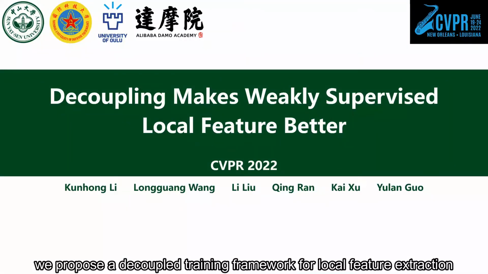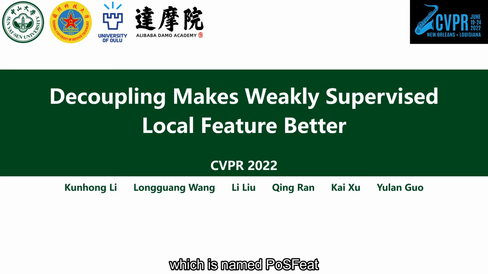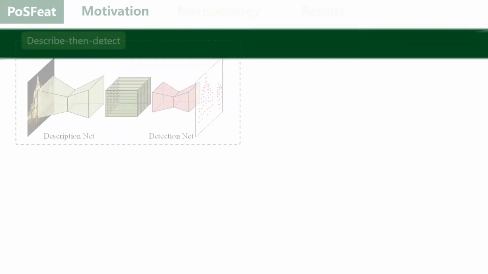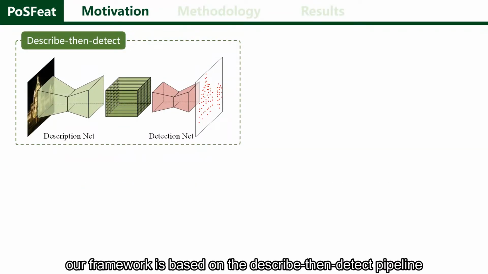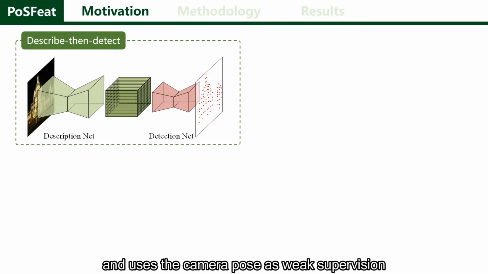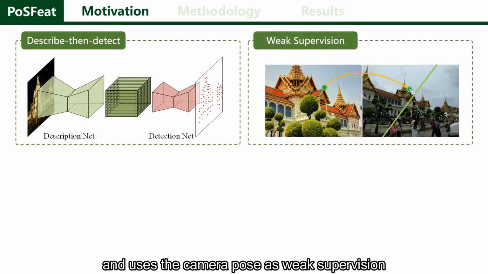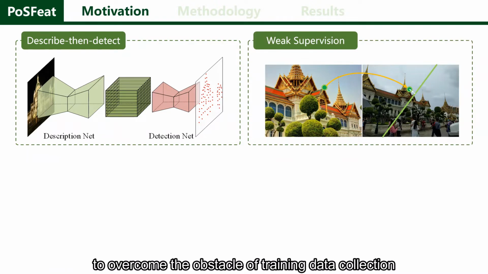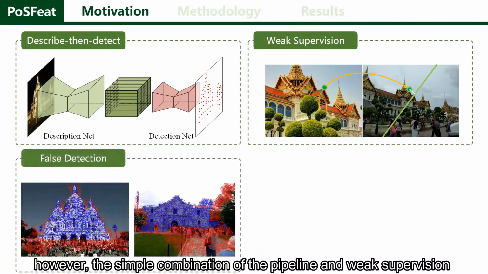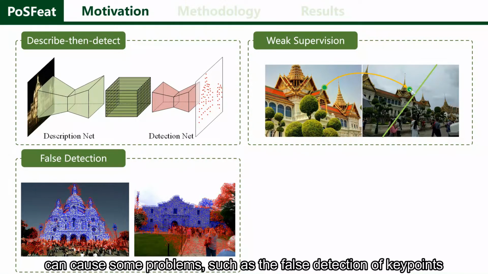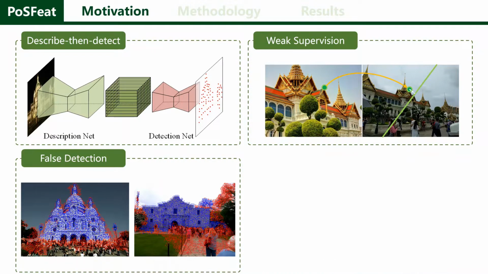We propose a decoupled training framework for local feature extraction, which is named PoSFeat. Our framework is based on the describe-then-detect pipeline and uses the camera pose as weak supervision to overcome the obstacle of training data collection. However, the simple combination of the pipeline and weak supervision can cause some problems, such as the false detection of keypoints.